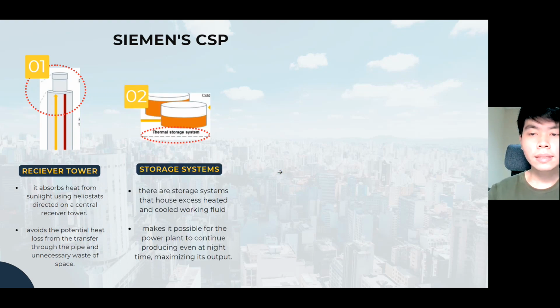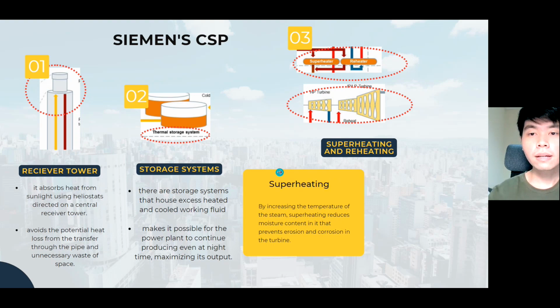Second, we also noticed that there are storage systems that house excess heated and cooled working fluid, which makes it possible for the power plant to continue producing even when the sun is not present, maximizing its output. Finally, we also noticed that Siemens CSP has also added superheating and reheating elements in the power plant vapor cycle system.